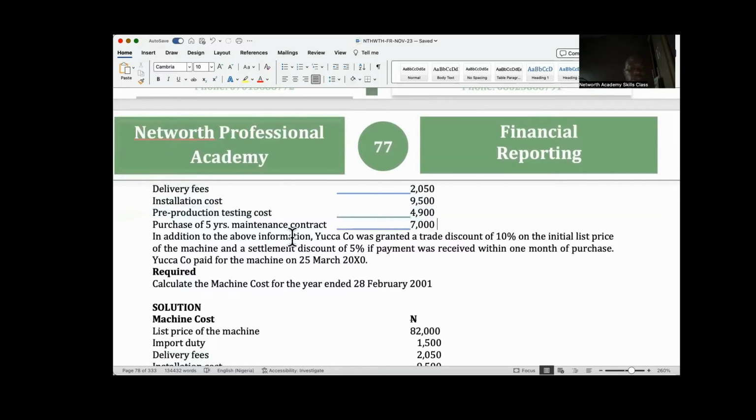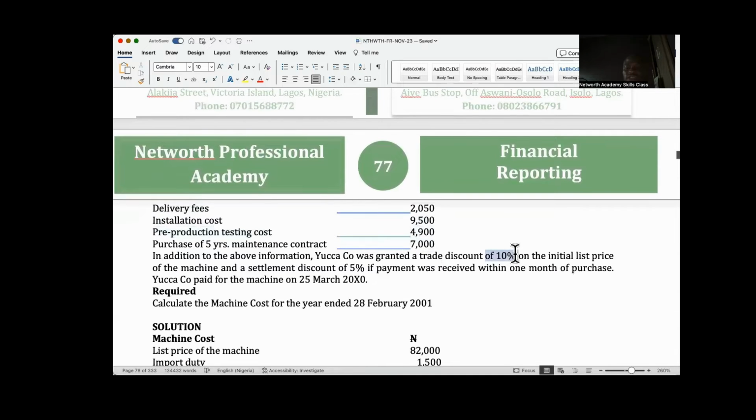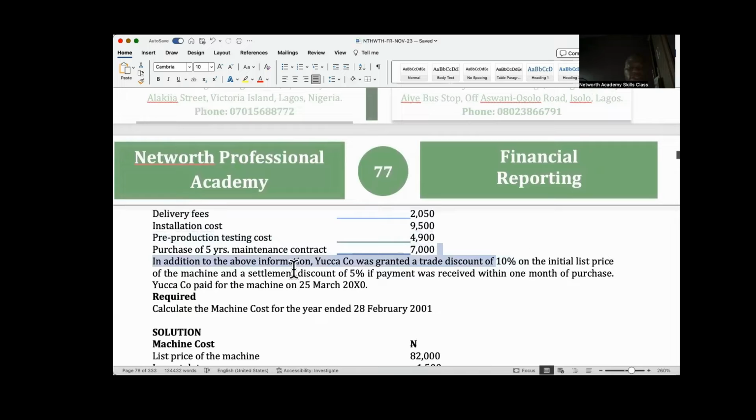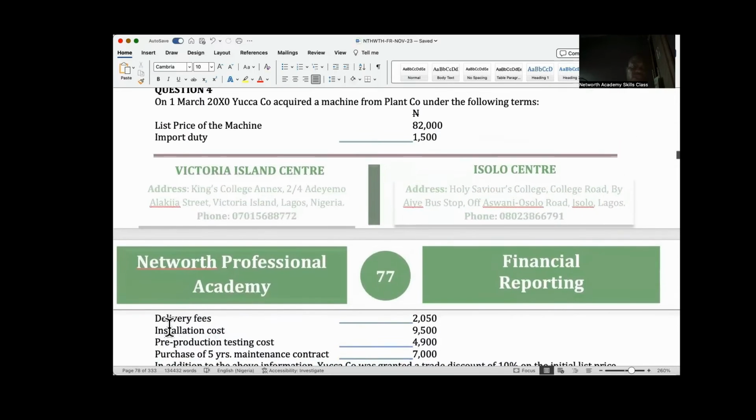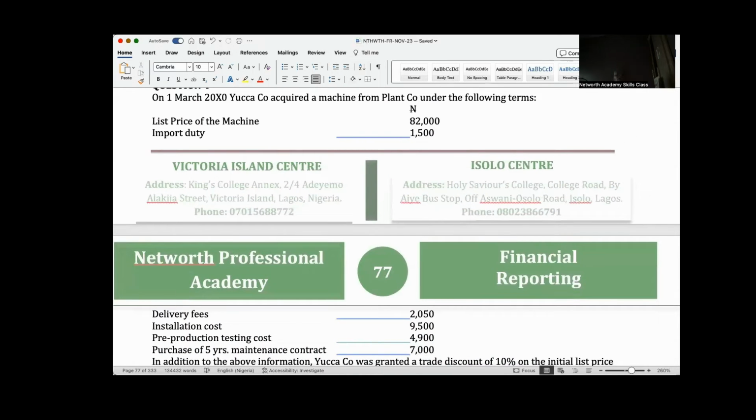Then it said, in addition to the above information, UCACO was granted a trade discount of 10% on the initial list price of the machine and a settlement discount of 5% also, if payment was received within 1 month. UCACO paid for the machine as at that time. We're now required to calculate the cost of the machine. Okay, this is not new to us. So you might want to unmute and participate now.